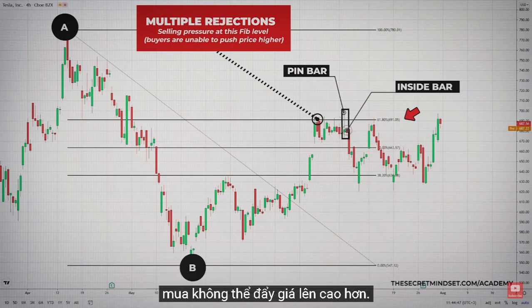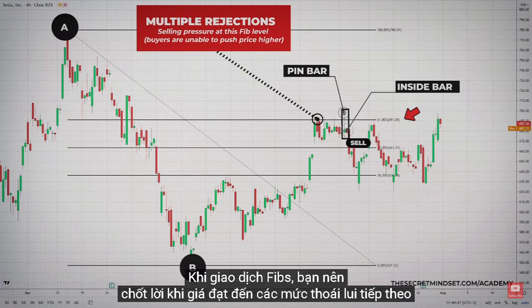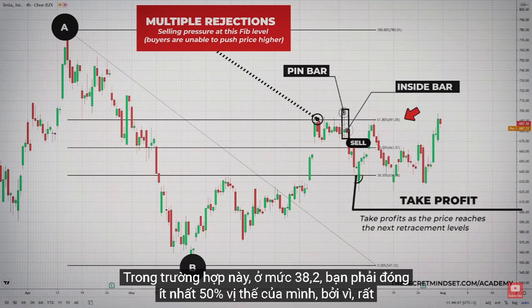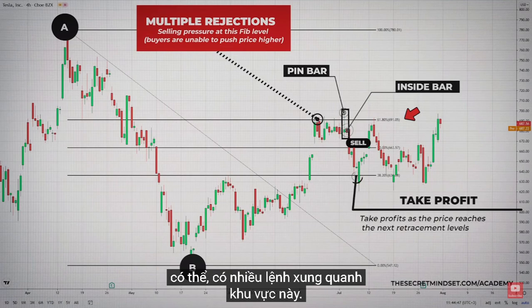The entry below the low of the pin bar, and when trading Fibs, it's advised to take profits as the price reaches the next retracement levels. In this case, at the 38.2 level, you must close at least 50% of your position, because most likely there are multiple orders around this area.